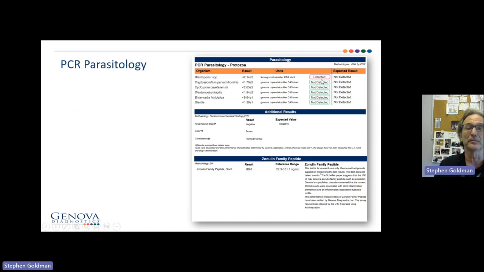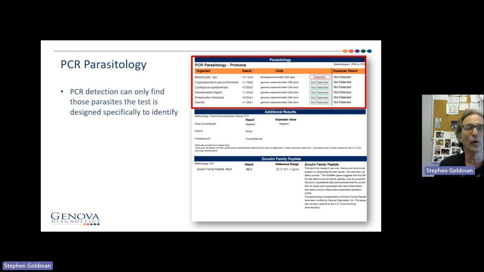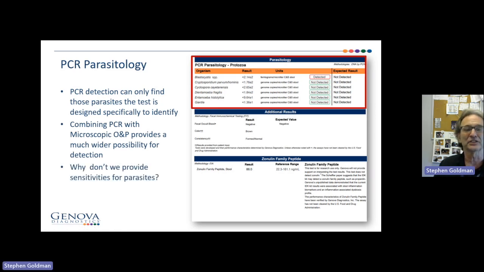Here, again, we did detect the Blastocystis, which we also saw under the microscope. We also have these additional results for fecal occult blood, and then the patient can report the color and consistency. And then zonulin family peptide is an add-on option. It is related to inflammation and a tendency towards autoimmune issues as well. So combining the PCR, the DNA finding, with the microscopic provides a much wider possibility for detection.